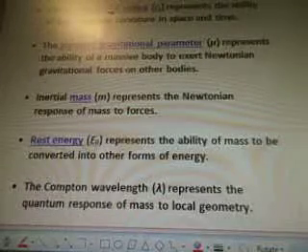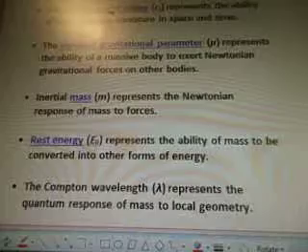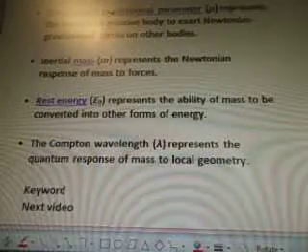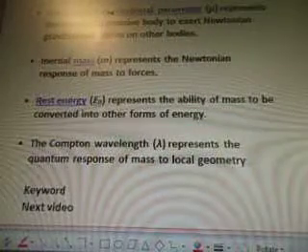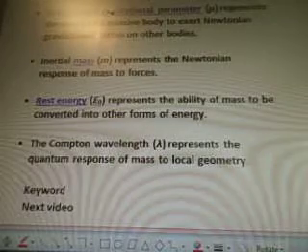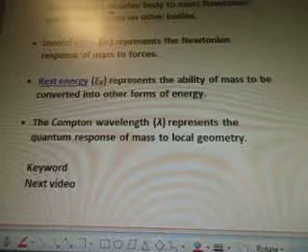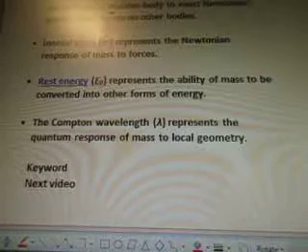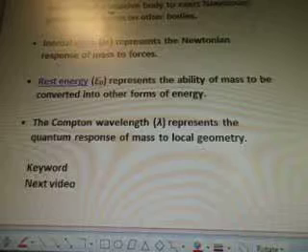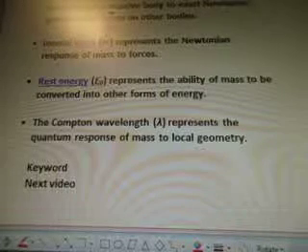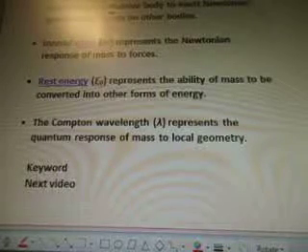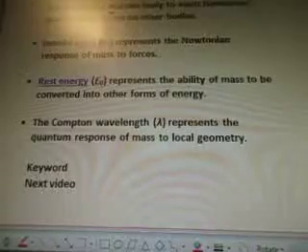Inertial mass m represents the Newtonian response of mass to forces. Rest energy is E with the mini little 0 on the bottom, and it represents the ability of mass to be converted into other forms of energy. The Compton wavelength, which is the symbol that looks like an upside down Y, represents the quantum response of mass to local geometry. And the keyword in the next video is not listed because I goofed up.